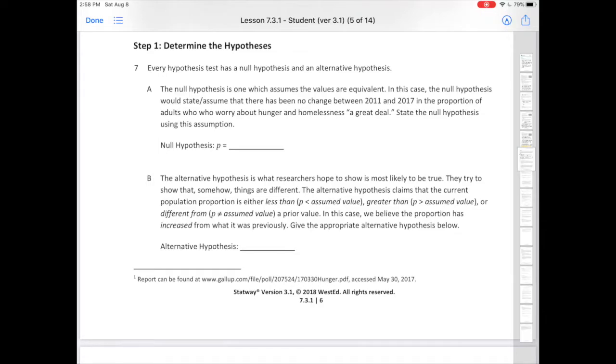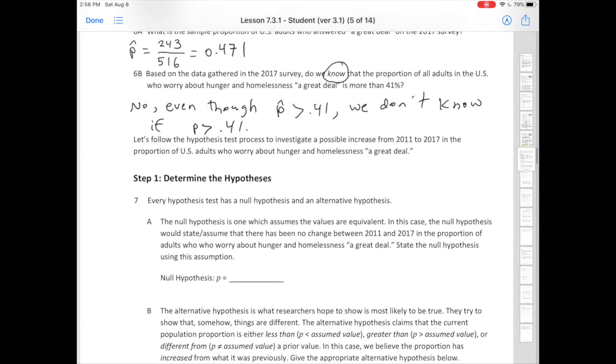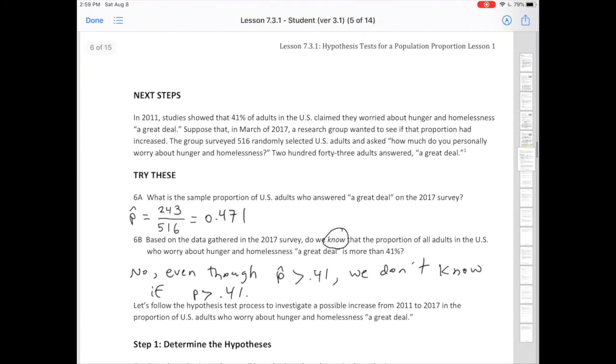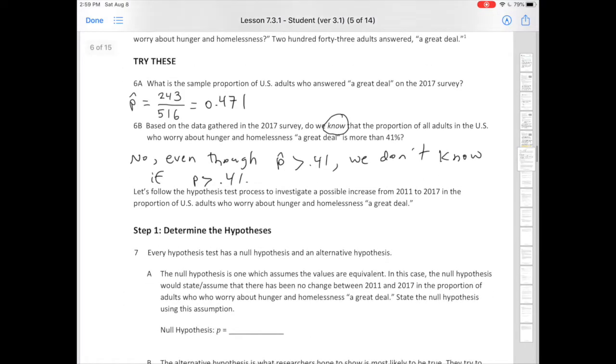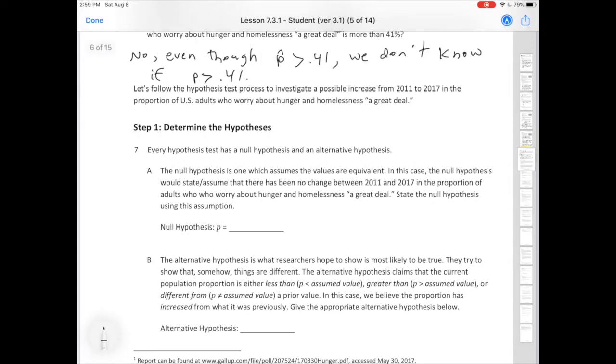Okay, so remember, for the null hypothesis, you're always assuming the status quo. So think about it, right? In 2011, the status quo, the P was 41%. This was P in 2011. So the new null hypothesis is that P is equal to 0.41. In other words, we're going to assume that the proportion of adults who worry a great deal about homelessness has not changed.